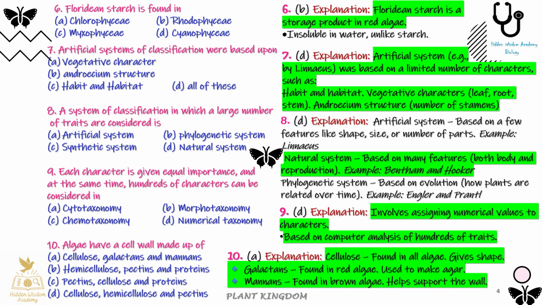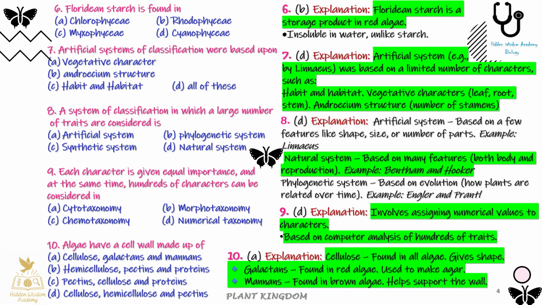Question 6. Floridian starch is found in Option A, Chlorophyceae. Option B, Rhodophyceae. Option C, Myxophyceae. Option D, Cyanophyceae. Explanation: Floridian starch is a storage product in red algae, which is found in Rhodophyceae. Insoluble in water, unlike starch. So, option B is the correct answer.